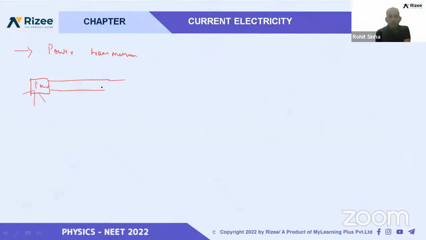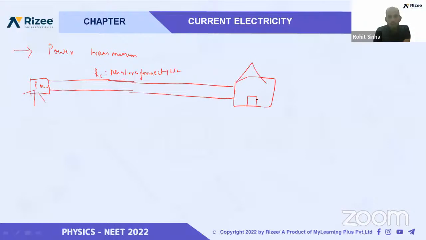What happens? Let us suppose this conducting wire has a resistance RC, the resistance of the conducting wire. Suppose it is coming to a house. In a house, we are using different devices. Each device has some rating, like P is equal to VI.